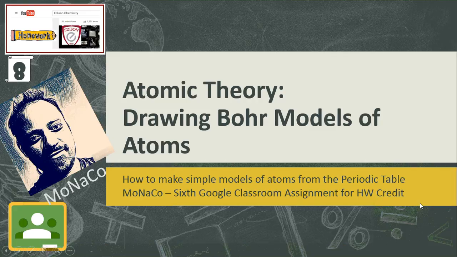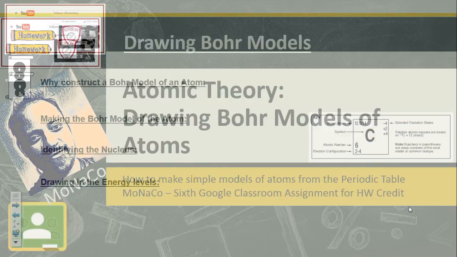Well, hello. It is Mr. Monaco here. Our 8th homework lecture in atomic theory. We're going to start drawing some models of atoms. We're going to start with the Bohr models of the atoms, which include the orbitals and the nucleus. Our objective here is to learn how to make simple models of atoms from the information provided on the periodic table. You'll have a Google Classroom assignment to follow this up.